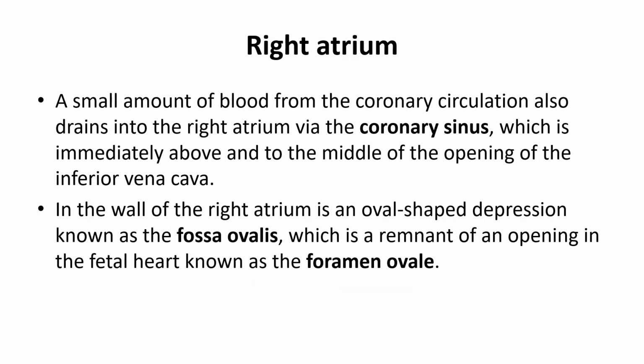A small amount of blood from the coronary circulation also drains into the right atrium via the coronary sinus, which is immediately above and to the middle of the opening of the inferior vena cava. In the wall of the right atrium, there is an oval shaped depression called the fossa ovalis, which is a remnant of the opening of the fetal heart, that is the foramen ovale.